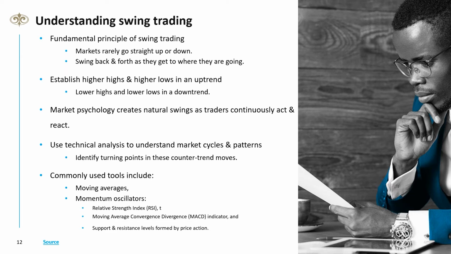The best thing for a swing trader is to use technical analysis, charts, to help you understand market cycles and the patterns. That's your goal as a technical analyst, to look for those patterns and see if they get repeated. We use these as turning points to get in and out of the market. Commonly used tools would be moving averages, and momentum oscillators or technical indicators like the RSI and stochastic. I like to use the MACD, the moving average convergence divergence indicator, but also drawing tools, which are more visual, highlighting support and resistance levels and price action.